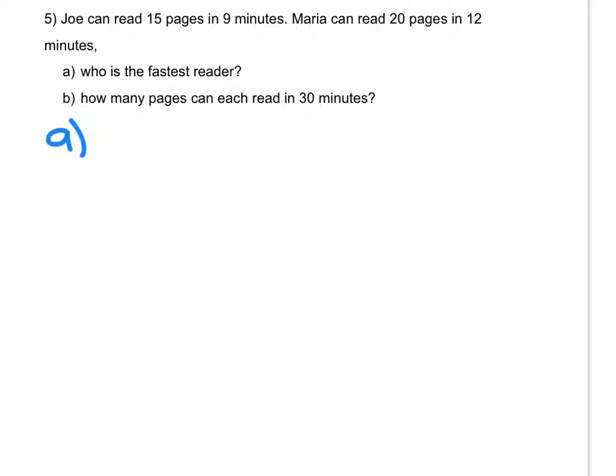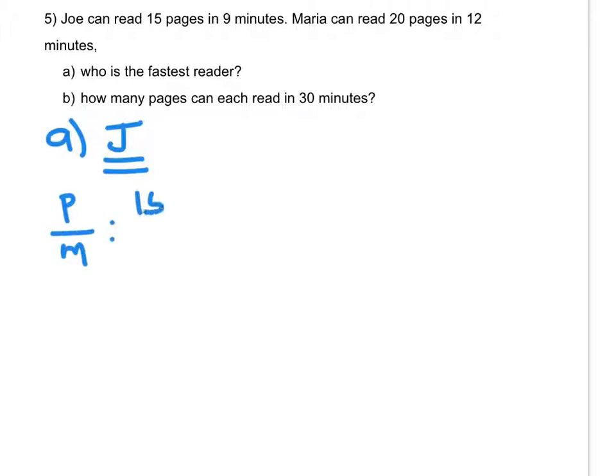You could also reduce Joe to 1 minute and see how many pages, and reduce Maria to 1 minute and see how many pages. Whoever reads the most pages in 1 minute is going to be the fastest reader as well. So I think that's what I'm going to do. I'm going to look at Joe first. I'm going to do pages, minutes.